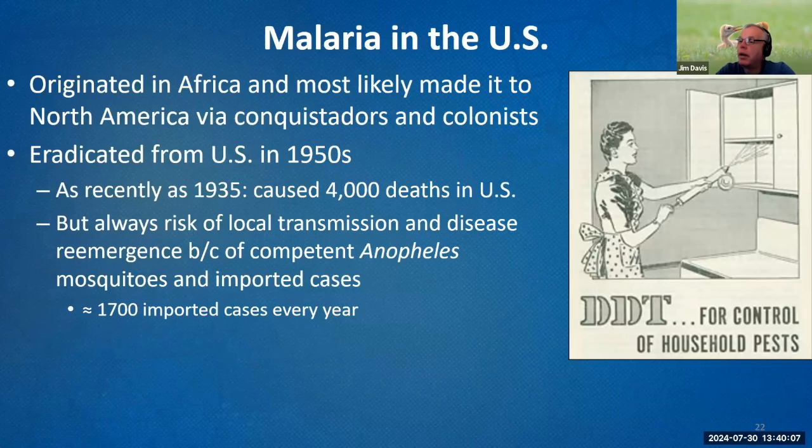Again, malaria was eradicated in the U.S. in the 1950s. And as recently as 1935, it caused 4,000 deaths in the U.S. There's always a risk of local transmission. Did they use DDT for mosquitoes as well? Oh yeah, DDT was in general use; homeowners had it as a pesticide. We were dusting babies' cribs with 4% DDT powder for bed bugs back then. Wow.